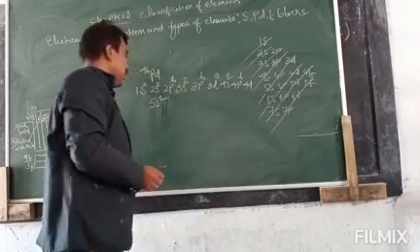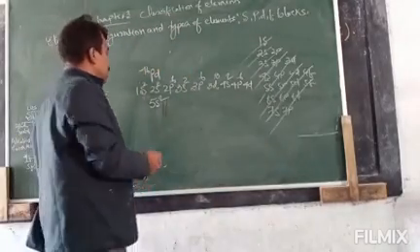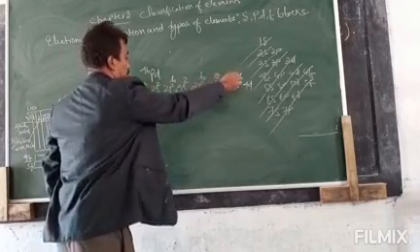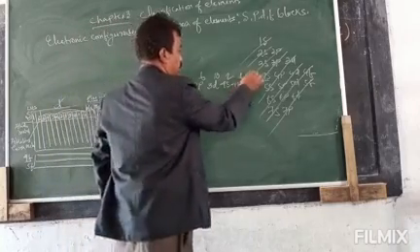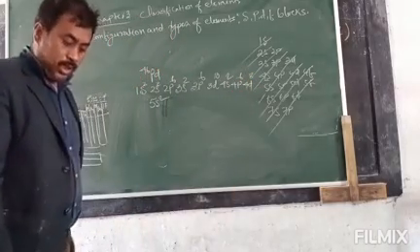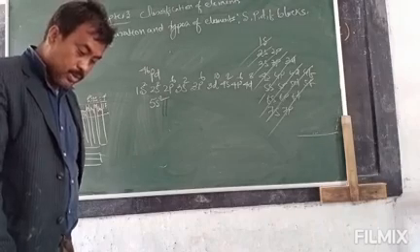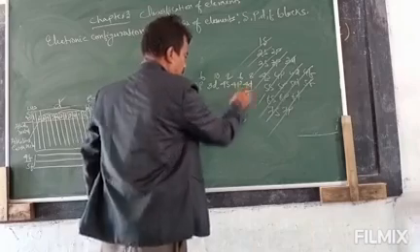So for 4d, how many electrons remain? You need to calculate it. Now we have 10, 20, 30, 38. So only 8 electrons remain. So you have 4d8. According to this, the last electron entered in 4d.